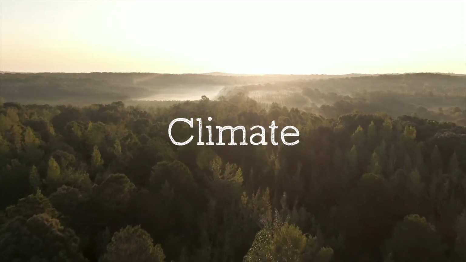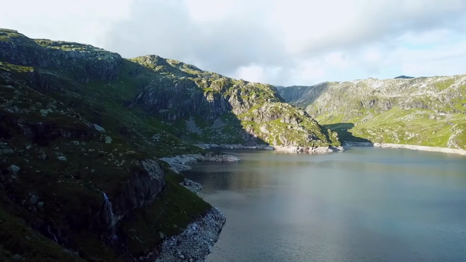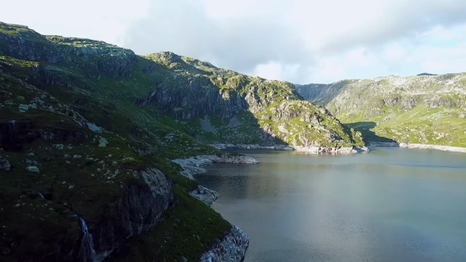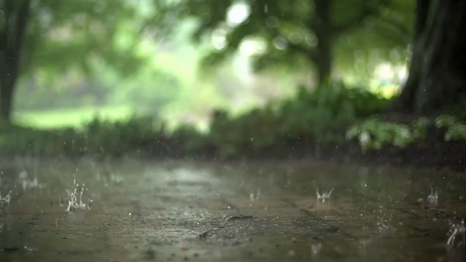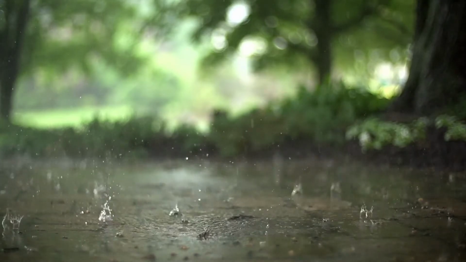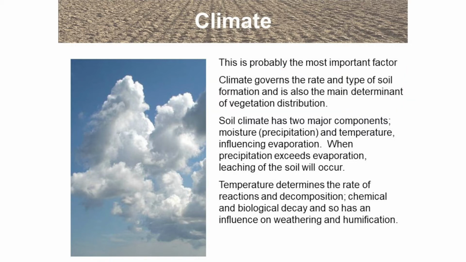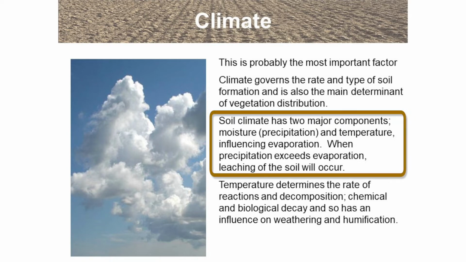Climate is probably the most important factor. For example, soils produced from the same parent material under different climates can be very different. Climate governs the rate and type of soil formation and is also the main determinant of vegetation distribution. Soil climate has 2 major components: moisture, primarily from precipitation, and temperature, influencing evaporation.